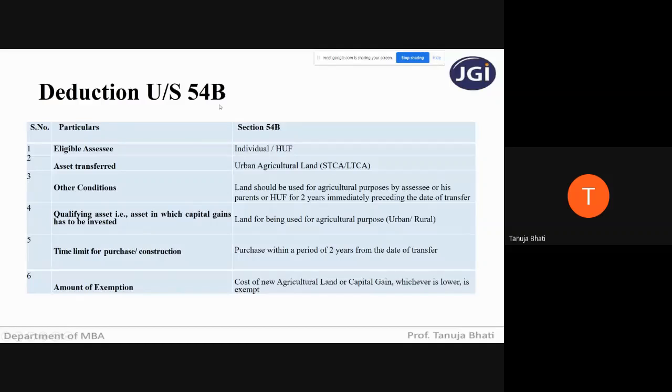Next, deduction under section 54B. Who is going to get this deduction? The eligible SSC is an individual or HUF. What asset should he transfer to get this deduction? He should transfer urban agricultural land.